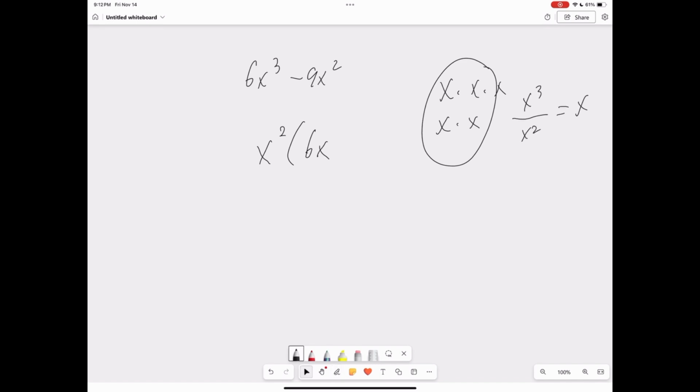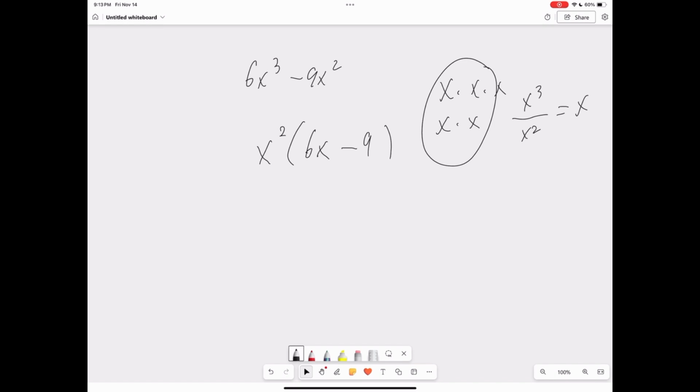Same, you can think of it like this. We took out an x squared, we divide by x squared, okay? And we lost 2 of the x's, 2 of the repeated x's from the x cubed, and we lost all of our x's from our x squared. Now what else can we do here?